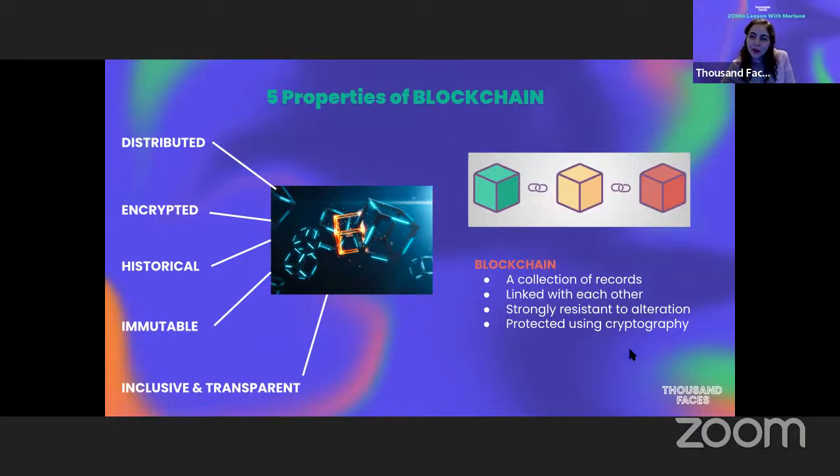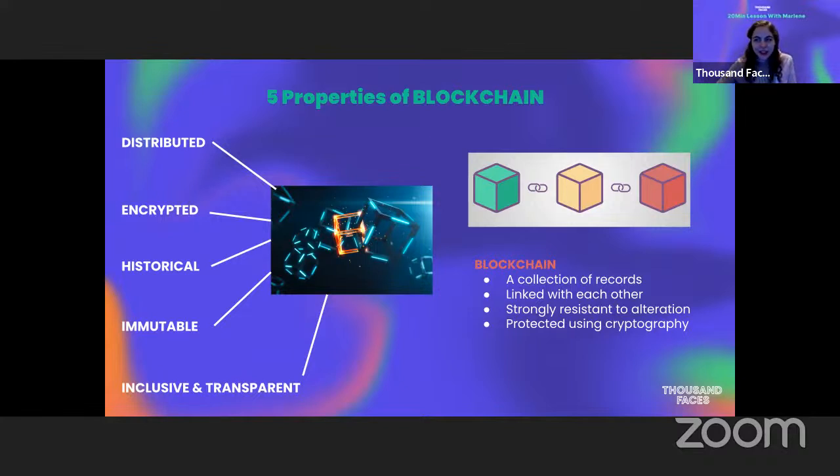So this is the basics of blockchain. Important things to remember: it's blocks, a collection of records, and they're linked to each other. Because of this connection, they're very resistant to alteration, and they're protected using cryptography. This is the general information to remember about blockchain to understand smart contracts.